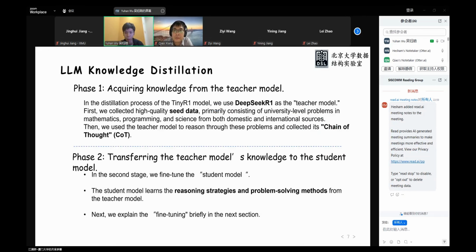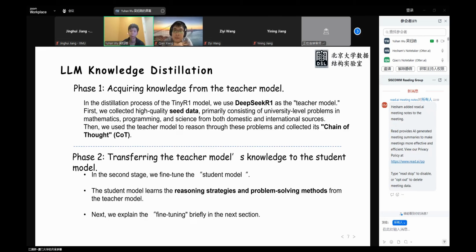In the second phase, we transfer the teacher model's knowledge to the student model through fine-tuning. Fine-tuning allows the student model to adapt and learn from the teacher model, enabling it to replicate reasoning strategies and problem-solving approaches while using significantly fewer resources. This step ensures that the student model maintains high performance despite being smaller and more efficient.